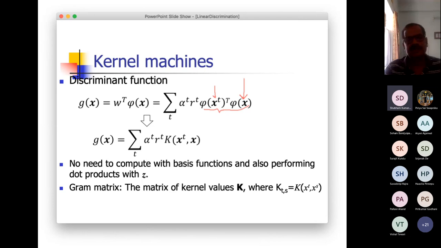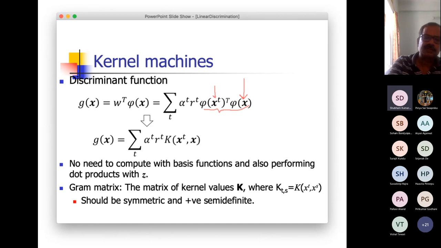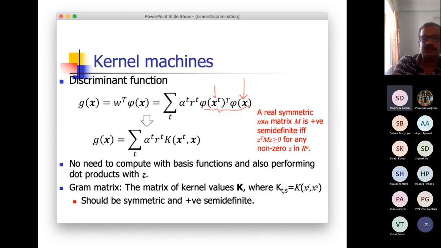Sometimes these values are given empirically also, in the form of a matrix where all possible data points, including the test data points, are given, and their kernel values are given. There are certain properties of this kernel matrix, as you can see. They have to be symmetric, and there are also some other issues, like the metric properties of a distance function. Similarly, a kernel function also has properties to satisfy. It should be symmetric and it should be positive semi-definite.